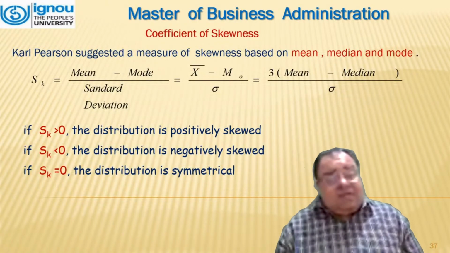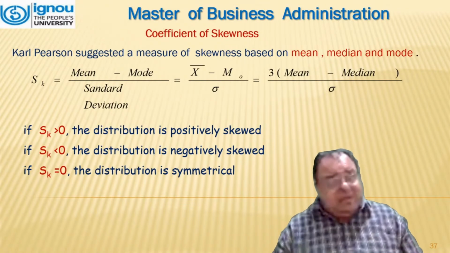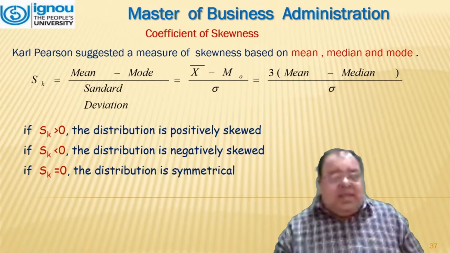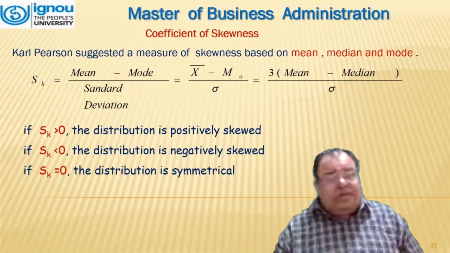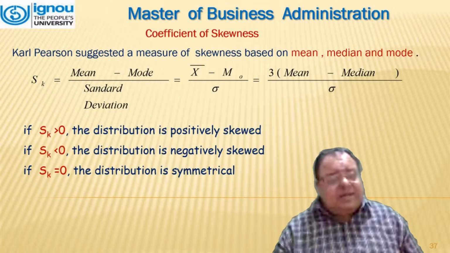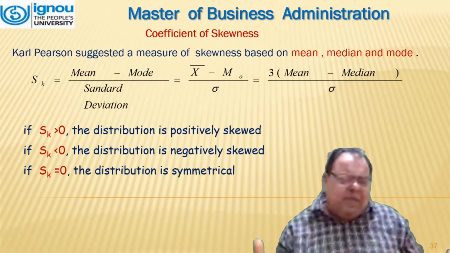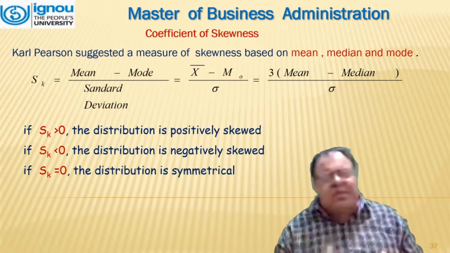Now, coefficient of skewness. Karl Pearson suggested a measure of skewness based on, no doubt, these three values: mean, mode, and median. SK, the coefficient of skewness, as proposed by Pearson, is the difference between mean and mode divided by standard deviation. And we have another relation for it, that is 3 times mean minus median by standard deviation.